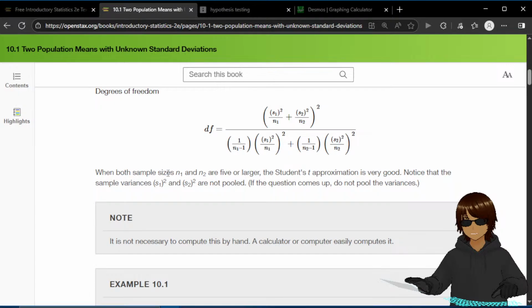When both sample sizes n1 and n2 are 30 or larger, the student's t approximation is very good. Notice that the sample variances, s1 squared and s2 squared, are not pooled. When the question comes up, do not pool the variances. What do you mean by pool? S1 squared, s2 squared.